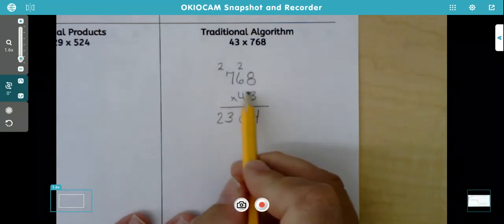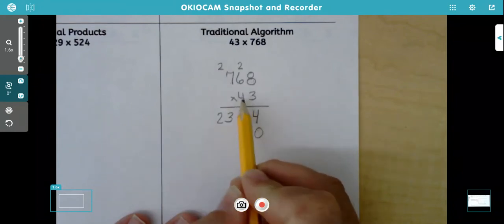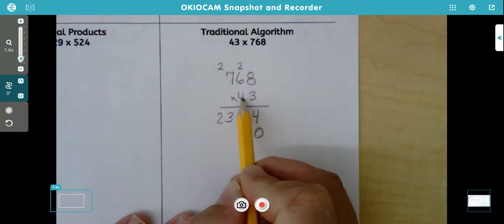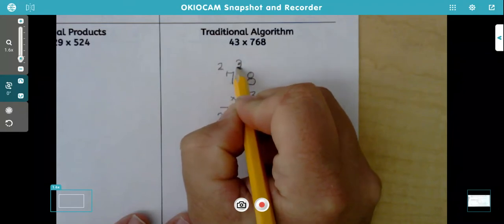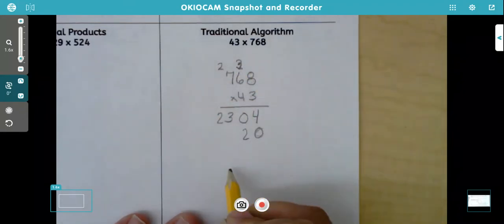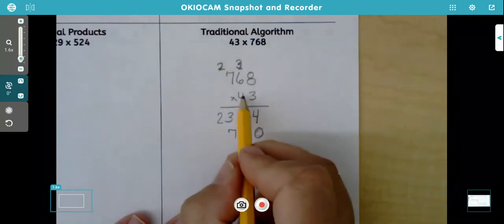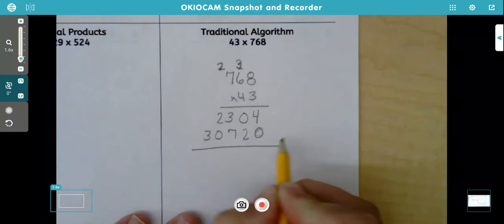Now when I go to multiply the 4, I don't start here in the ones place, because this is really 40. So we'll put a 0 here to note that this is a 10. And 4 times 8 is 32. Carry 3. 4 times 6, 24. Plus the 3 is 27. Another 2. 4 times 7 is 28. Plus 2 is 30. Okay.